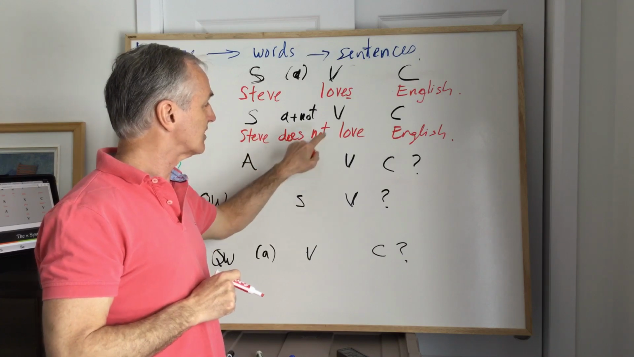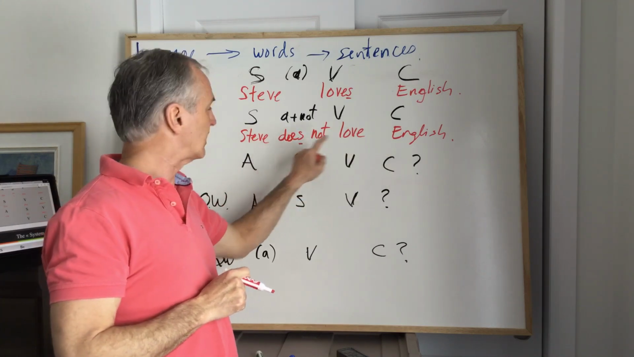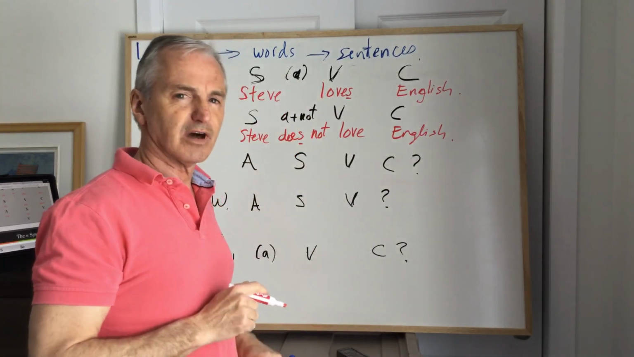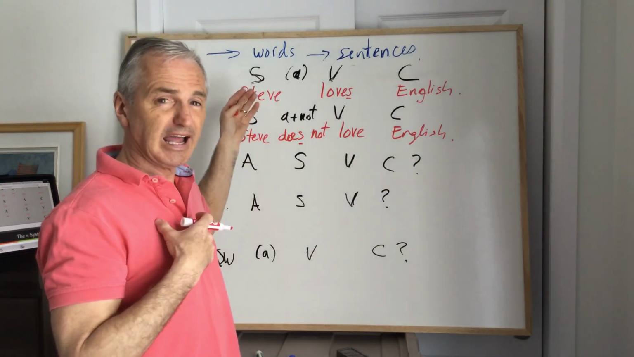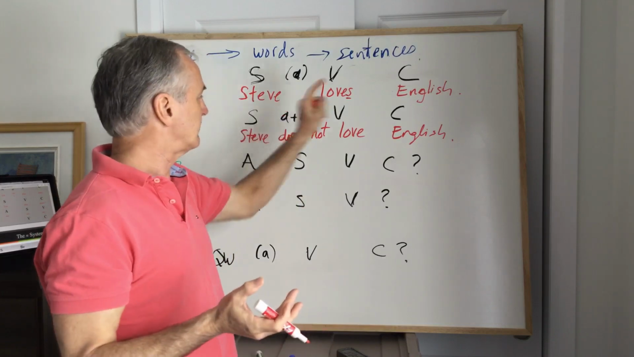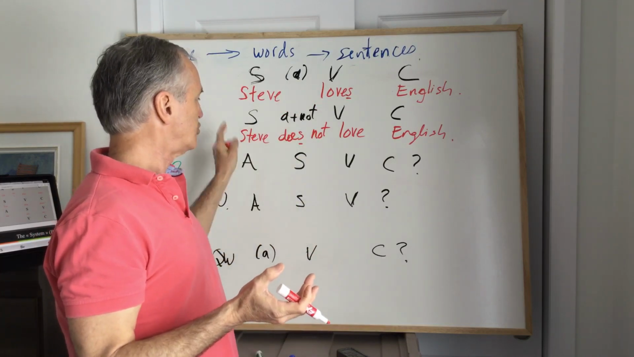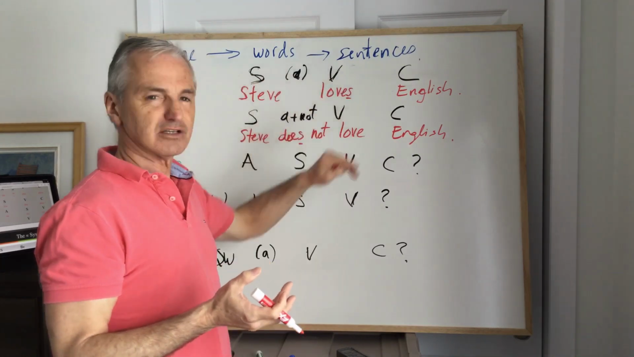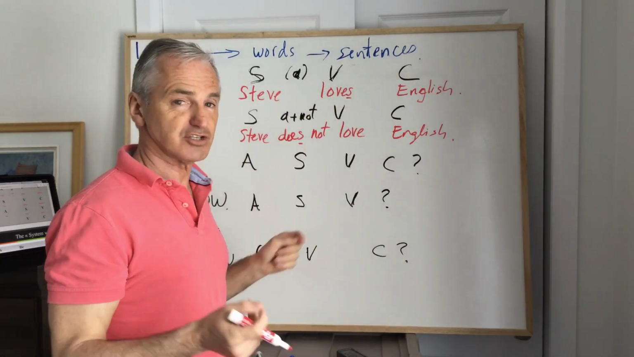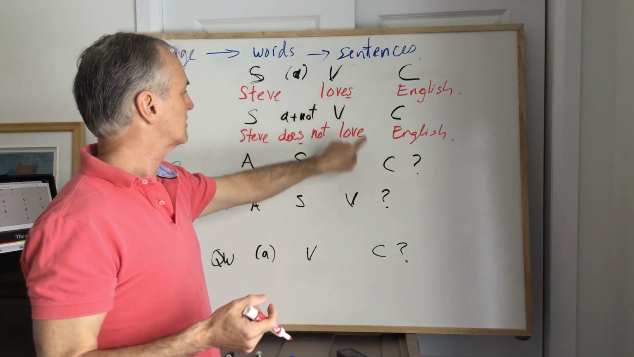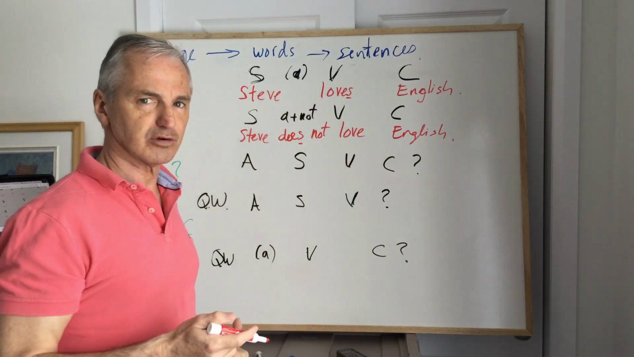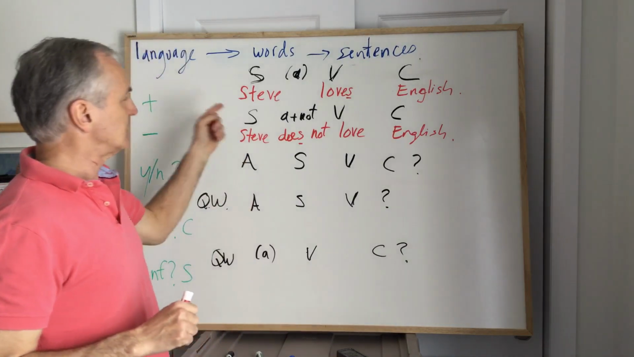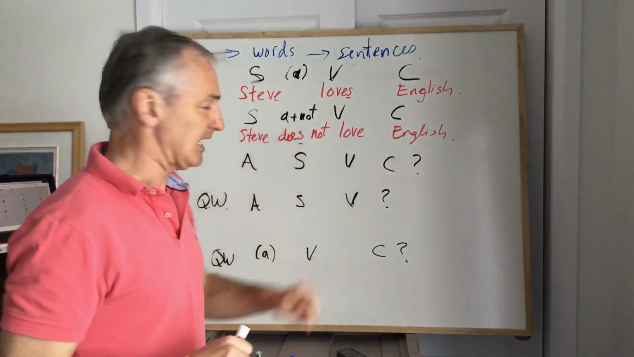Steve does not love English. When I have the S here, I don't need it here. When you have does, drop the S otherwise. Now if it was I, there'd be nothing to change. I love English. I do not love English. You love English. You do not love English. Nothing changes. But with the S, take it off the verb, put it on the auxiliary, right? That's the negative. Steve aime l'anglais, Steve n'aime pas l'anglais.